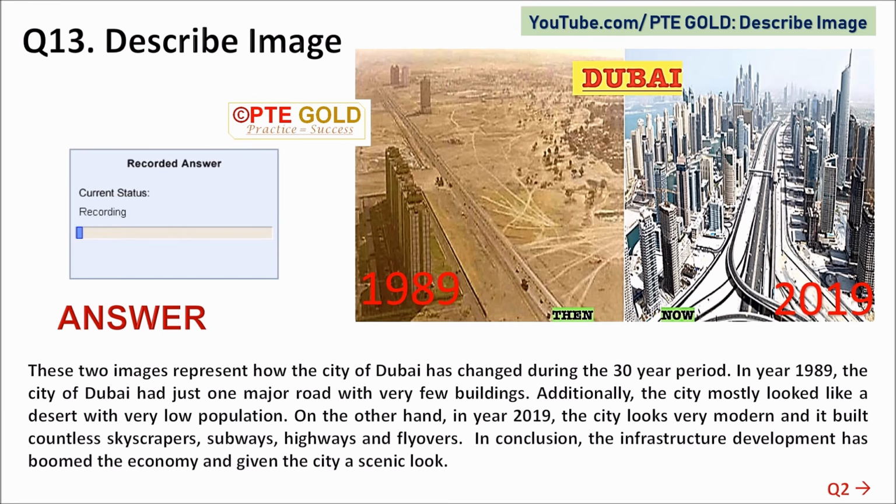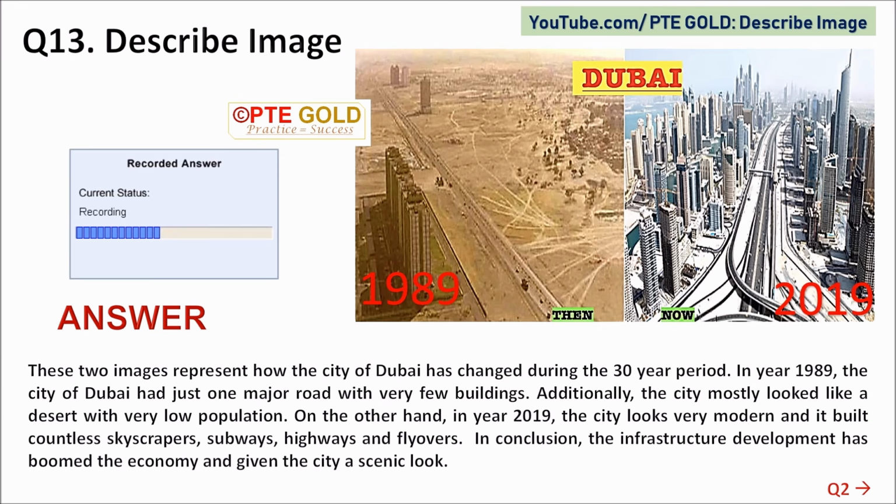These two images represent how the city of Dubai has changed during the 30-year period. In year 1989, the city of Dubai had just one major road with very few buildings. Additionally, the city mostly looked like a desert with very low population.